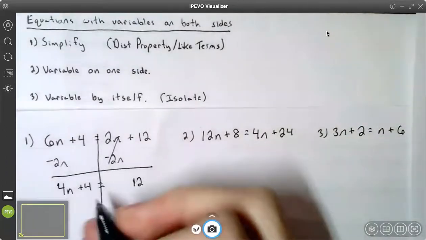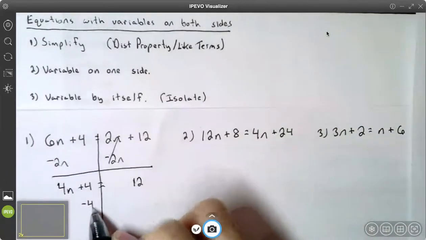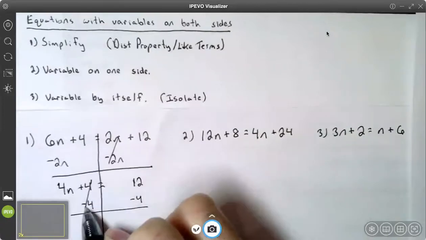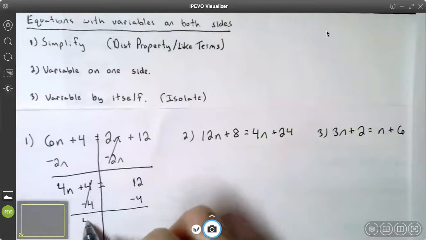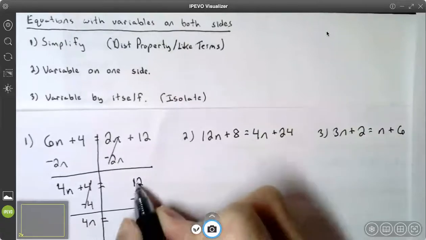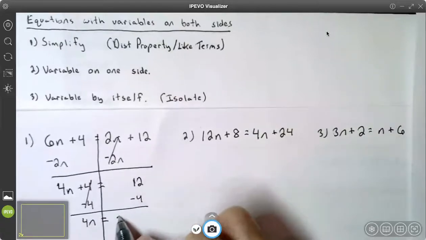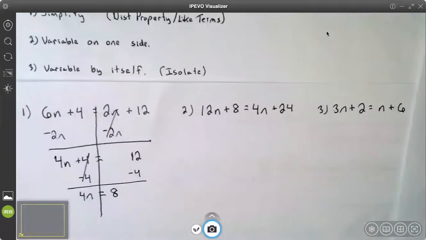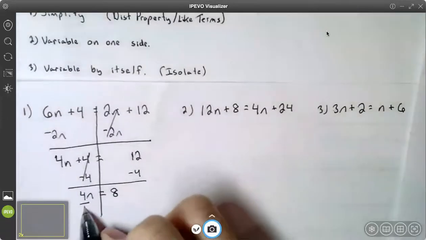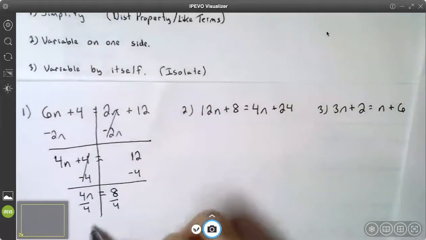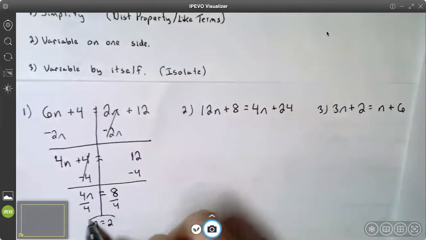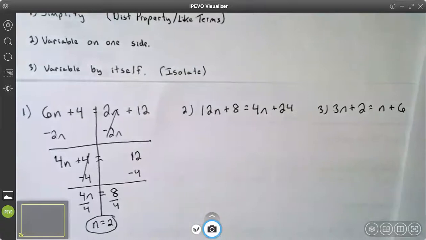To get rid of plus 4, we minus 4 to both sides. 4 minus 4 is nothing. That leaves me with 4n on the left. 12 minus 4 equals 8 on the right. And to get rid of times 4, we divide both sides by 4. And our answer is n equals 2.